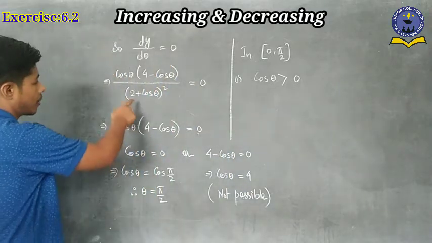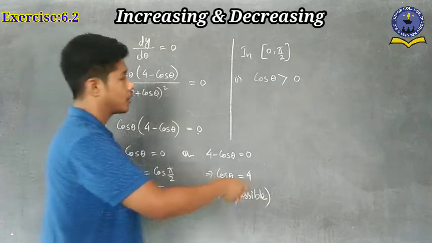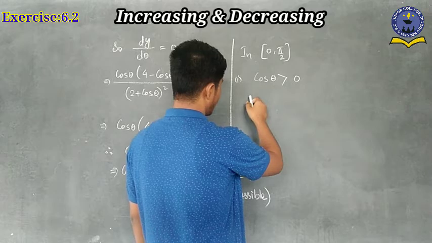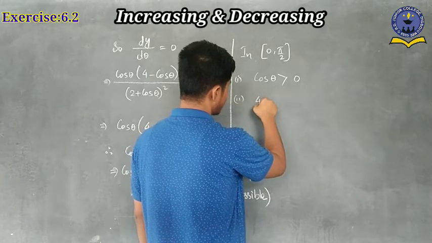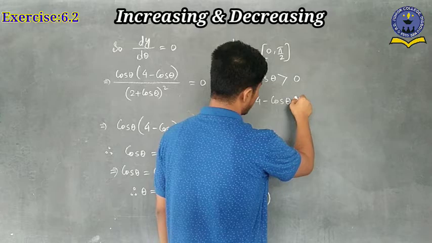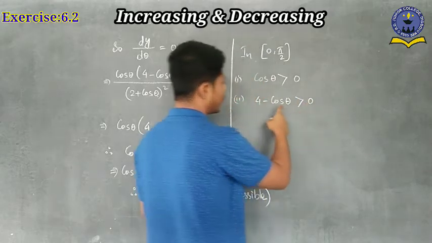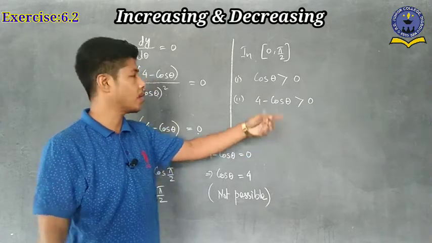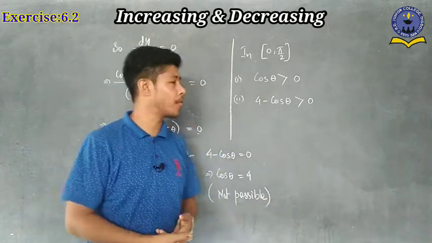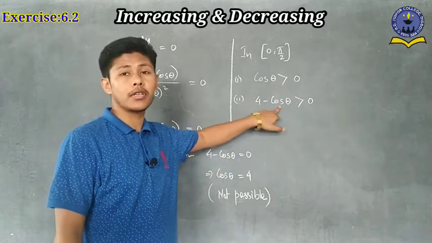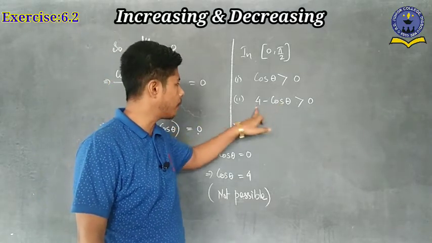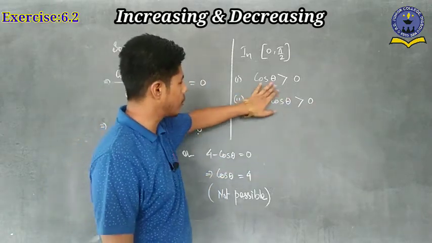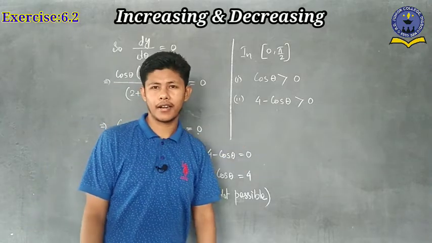Now the next part, 4 minus cos theta. This one also we can write directly. The reason is that 4 minus cos theta is also greater than 0. You know the reason here, because the maximum value of cos is what? 1 and the minimum is -1. So the maximum value of cos theta is 1. If we put 1 here, 4 minus 1 is 3. Is it greater than 0 or not? Yes. So as a whole, 4 minus cos theta is also greater than 0.